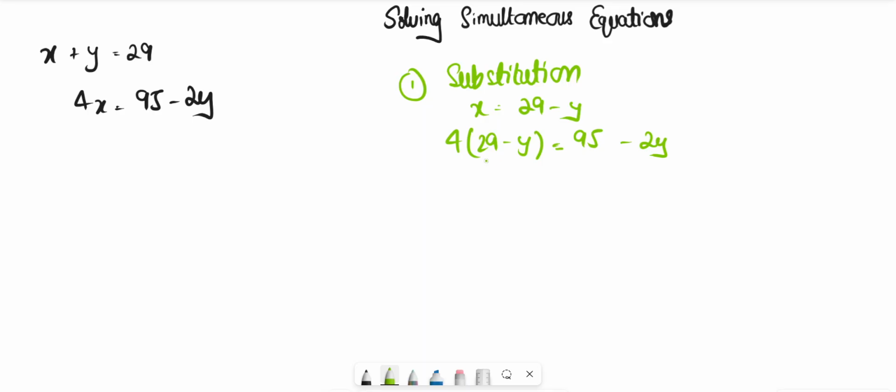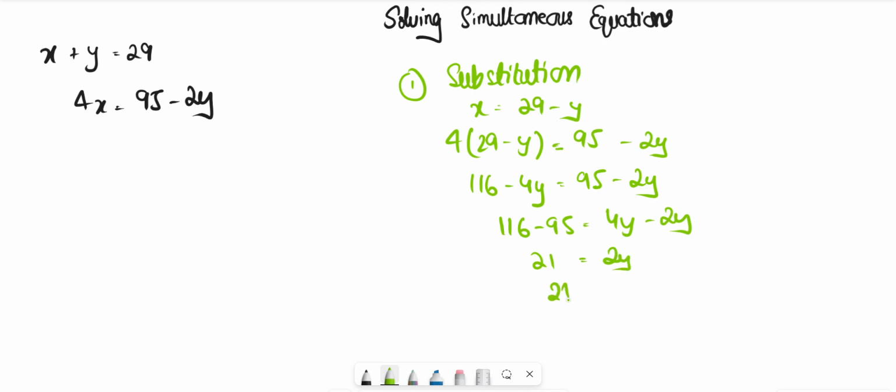What's 4 into 29? Good. 116 minus 4y equals 95 minus 2y. Can we consider the y values on one side of the equation and the constants on the other side? I'm sure we can. 116 minus 95 equals 4y minus 2y. What's 116 minus 95? 21 equals 2y. And 21 upon 2, which is 10.5, gives us the value of y, right?